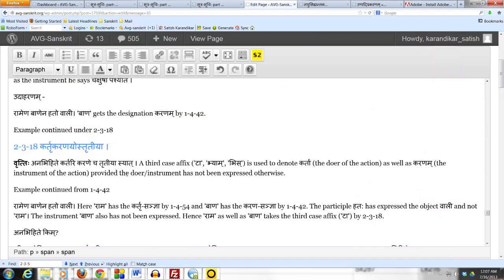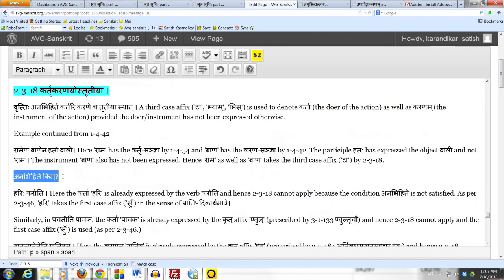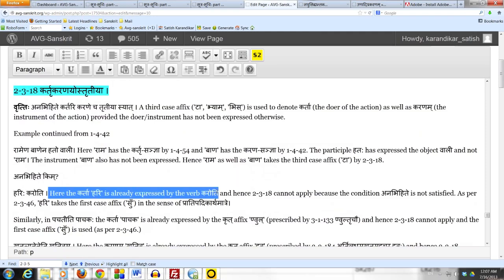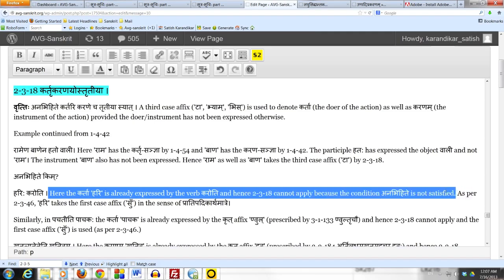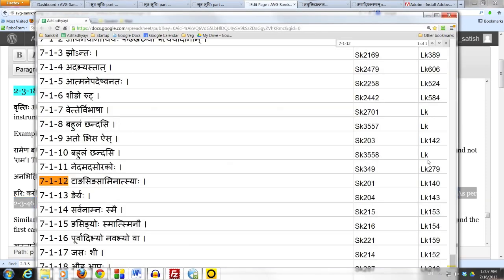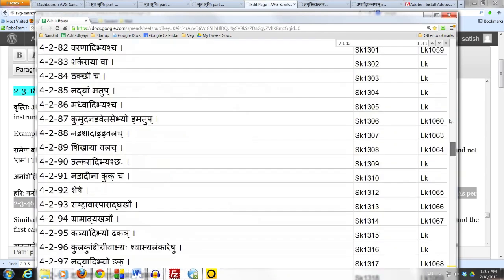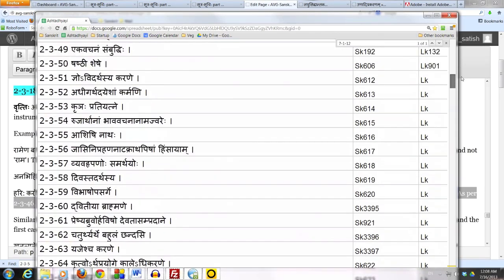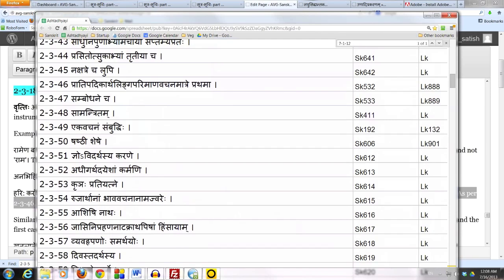Now to highlight the importance of the condition anabhihite, let's look at some counter examples here. Anabhihite kim, harih karoti. Here the Karta Hari is already expressed by the verb karoti. Karoti already tells us that the agent is a third person singular agent. So the agent is already described by the verb karoti, and hence 2318 cannot apply because the condition anabhihite is not satisfied. So then as per 2346, Pratipadikaarthalinga Pariman Vachanamatre Prathama, Hari takes the first case affix, in this case ekavachanam su, in the sense of Pratipadikaartha Matre.